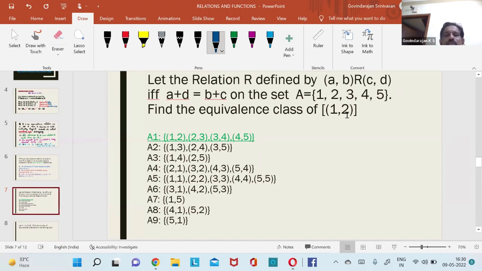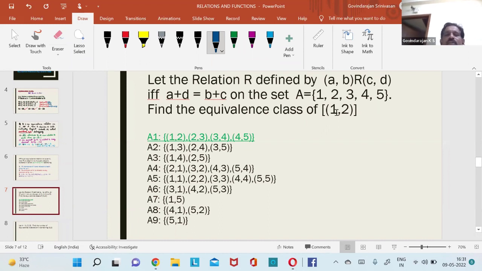How to do that? It is an equivalence relation. I think all the teachers know that this relation is an equivalence relation. It is reflexive, symmetric, and transitive. We know that already, we have taught that. And now we are going to find the equivalence class of (1, 2).